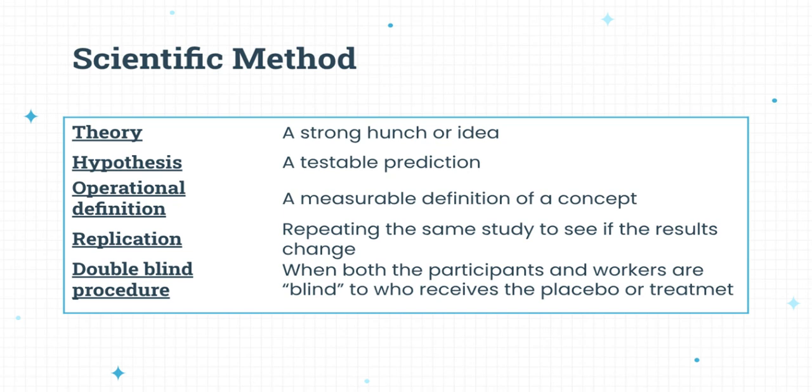So if you were doing an experiment to see if a pill helps sleep, you would give half the participants the actual treatment and half the participants a placebo, but no one would know who got the actual treatment and who didn't. This is to ensure that the results are more accurate.